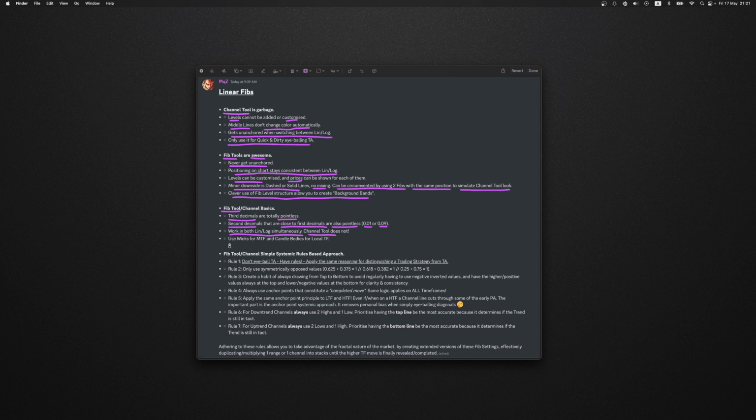They work both in lin and log simultaneously, and the channel tool does not, which I already covered. And the way I use it is if I draw a range or a channel that I'm gonna use for a longer period that I'm also gonna be checking on different time frames, I'll tend to use wicks, because it means that the range stays consistent across all the time frames. And for specific occasions, I'll then use candle bodies for local time frames, right? And I'll show what that means. So let's go over the decimals and why they're pointless.